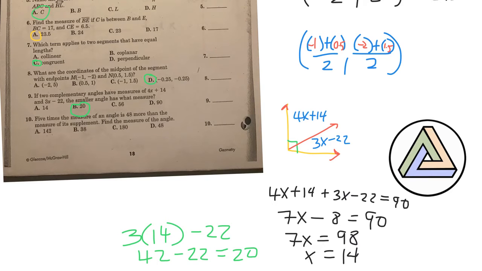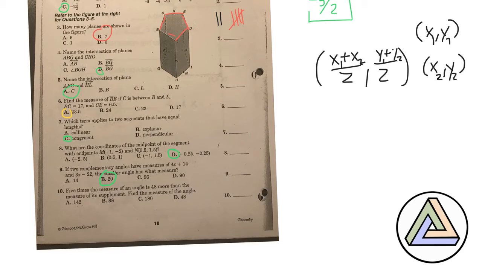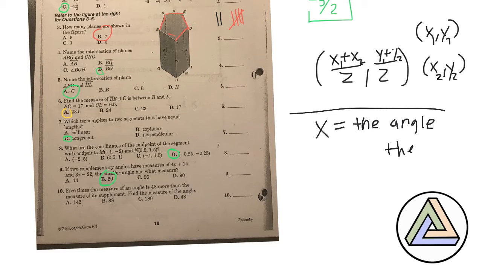All right, moving on. Okay, so we have 5 times the measure of an angle is 48 more than the measure of its supplement. So, okay, so if the angles are supplementary, then the first angle we could call x. And this might be a little different than the way that my student's teacher teaches it. But nonetheless, hopefully my student understands this.